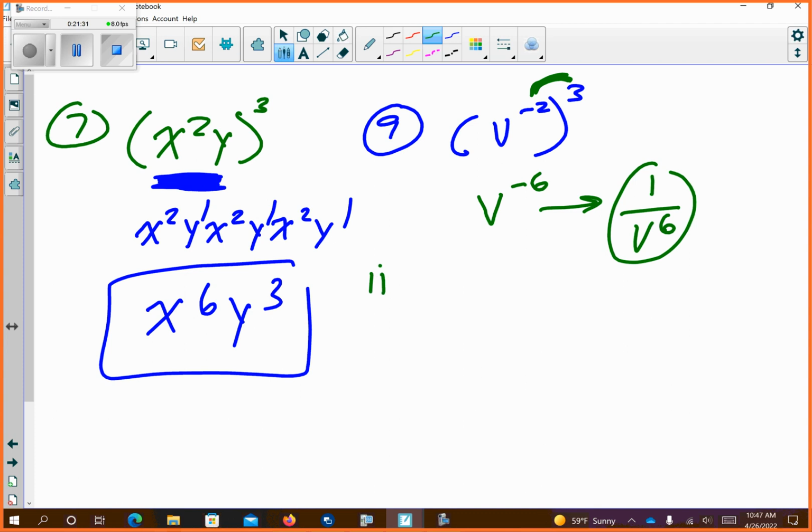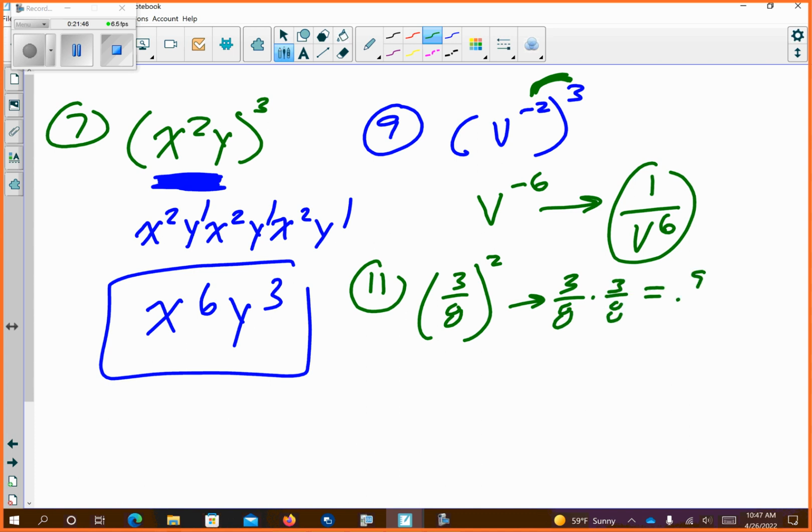All right, number 11. 3/8 raised to the 2nd. Well, how many 3/8 am I dealing with? 2. 3/8 times 3/8. 3 times 3 is 9. 8 times 8 is 64. Done.